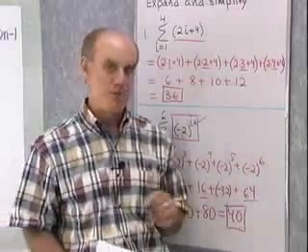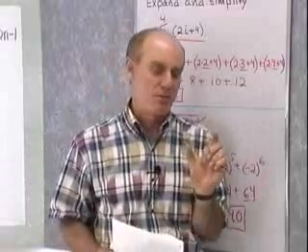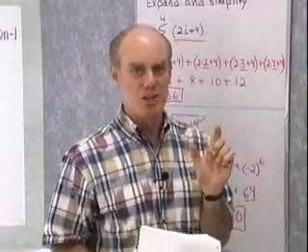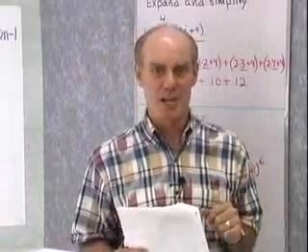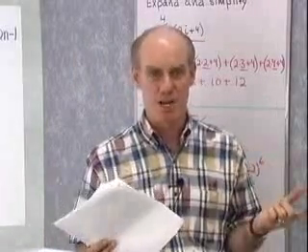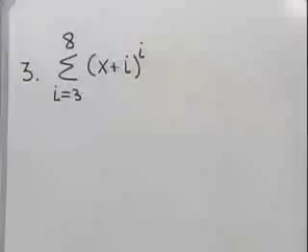Now, sometimes the term in the summation notation itself will contain another variable besides i, and in that case you may end up with some things that can't be simplified, so all you can do is expand them. Let's look at our next example. We want the sum from i equals 3 up to 8 of (x plus i) to the i.